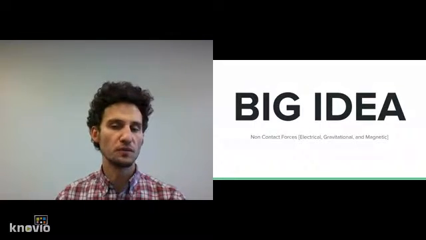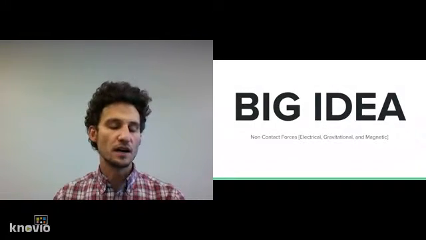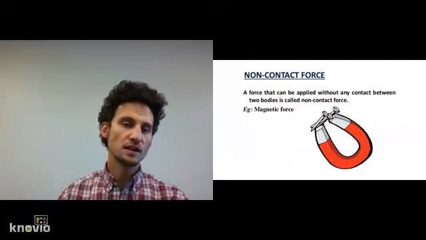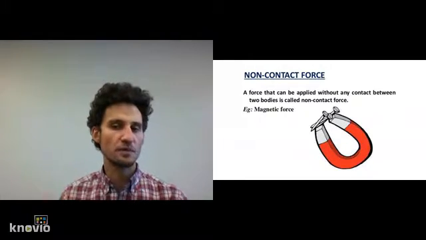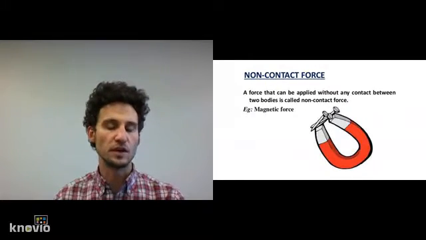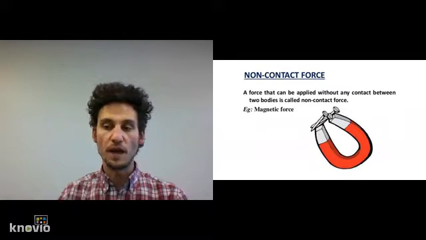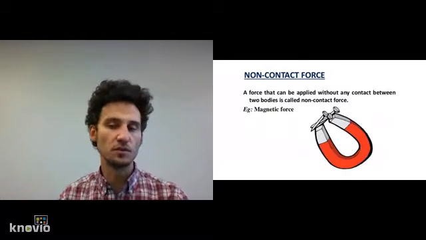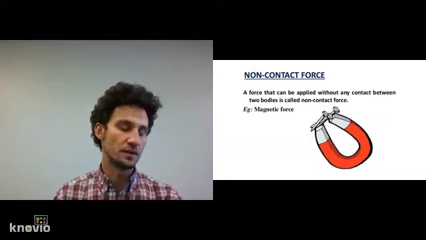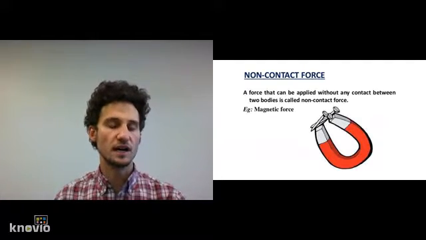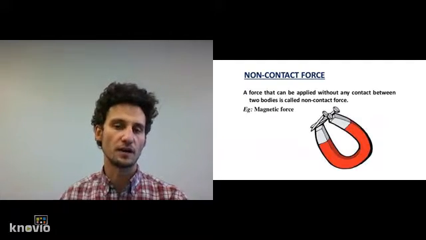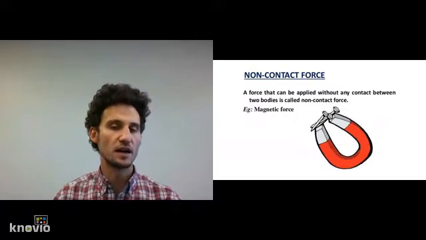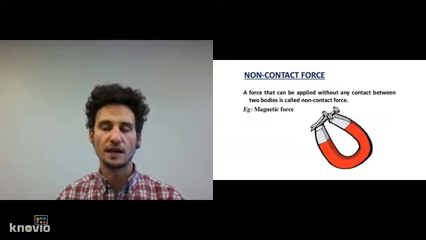So this unit, we're really going to focus on the magnetic non-contact forces. A non-contact force is a force that can be applied without any contact between the two objects. So a paper clip can be pulled across the table or moved through a table even with a magnet. So there's not a contact force, but a force is still being applied. Gravity is also a non-contact force, as well as static electricity.